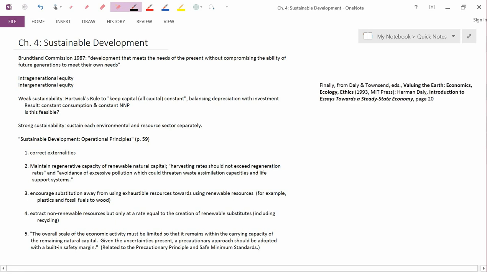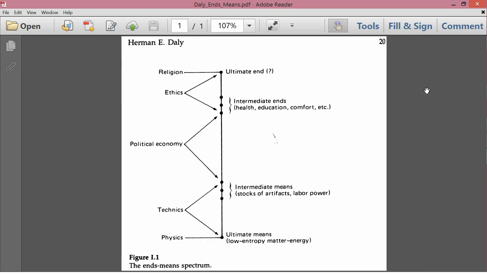I finally want to end here on the right with a diagram that comes from the Daly & Townsend book, Valuing the Earth. This is the beginning of that book. It's a contribution by Daly himself from a work called Introduction to Essays Toward a Steady-State Economy, and it's page 20 of the Daly & Townsend book. So let me switch to that screen. So, figure 1.1. It's entitled The Ends Means Spectrum.